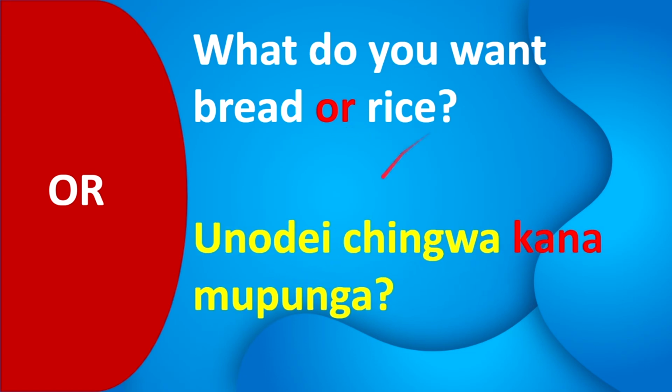Another example: what do you want, bread or rice? In Shona, this becomes unodei. That's what do you want. So what do you want gets translated to this single word, unodei. Bread, chingwa, or which is kana. Rice, mupunga. Unodei, chingwa, kana, mupunga.